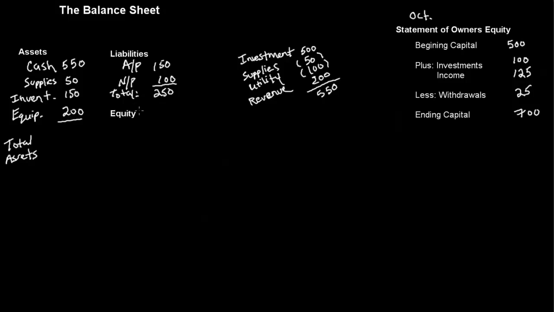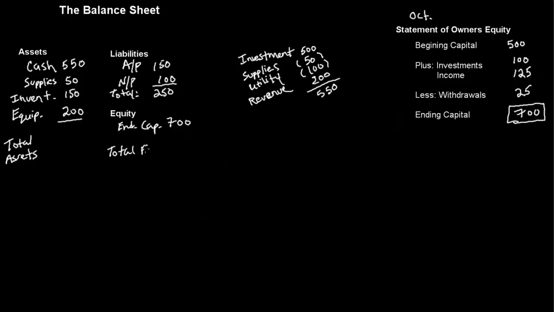Now this equity number we're going to get from the statement of owner's equity, which is the ending capital, this 700 right here. And these numbers I actually got from the video on the statement of owner's equity, so you can check that out to see how I got these numbers and where this income number came from as well. So we're going to use this ending capital right here from the statement of owner's equity. We'll say this is our ending capital at 700.